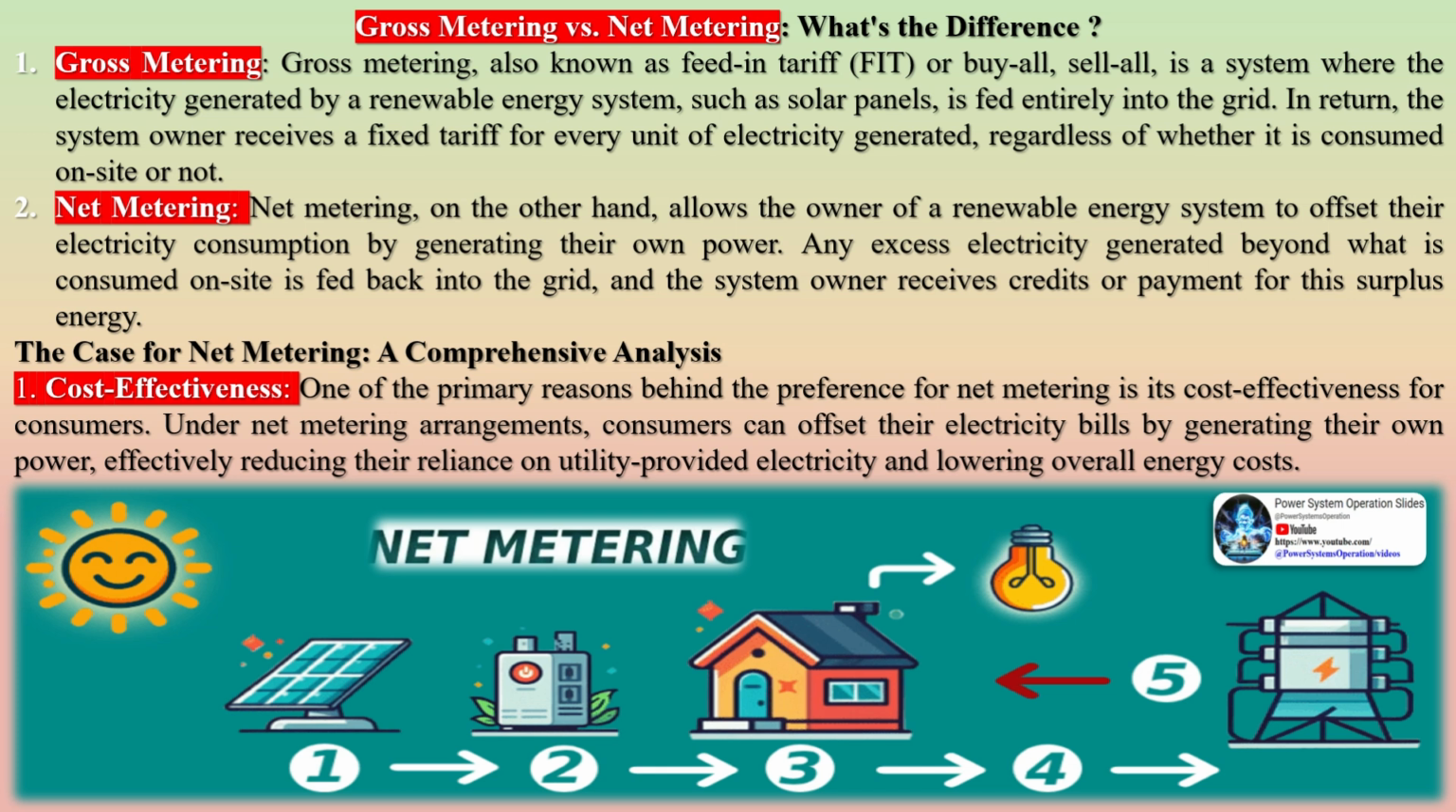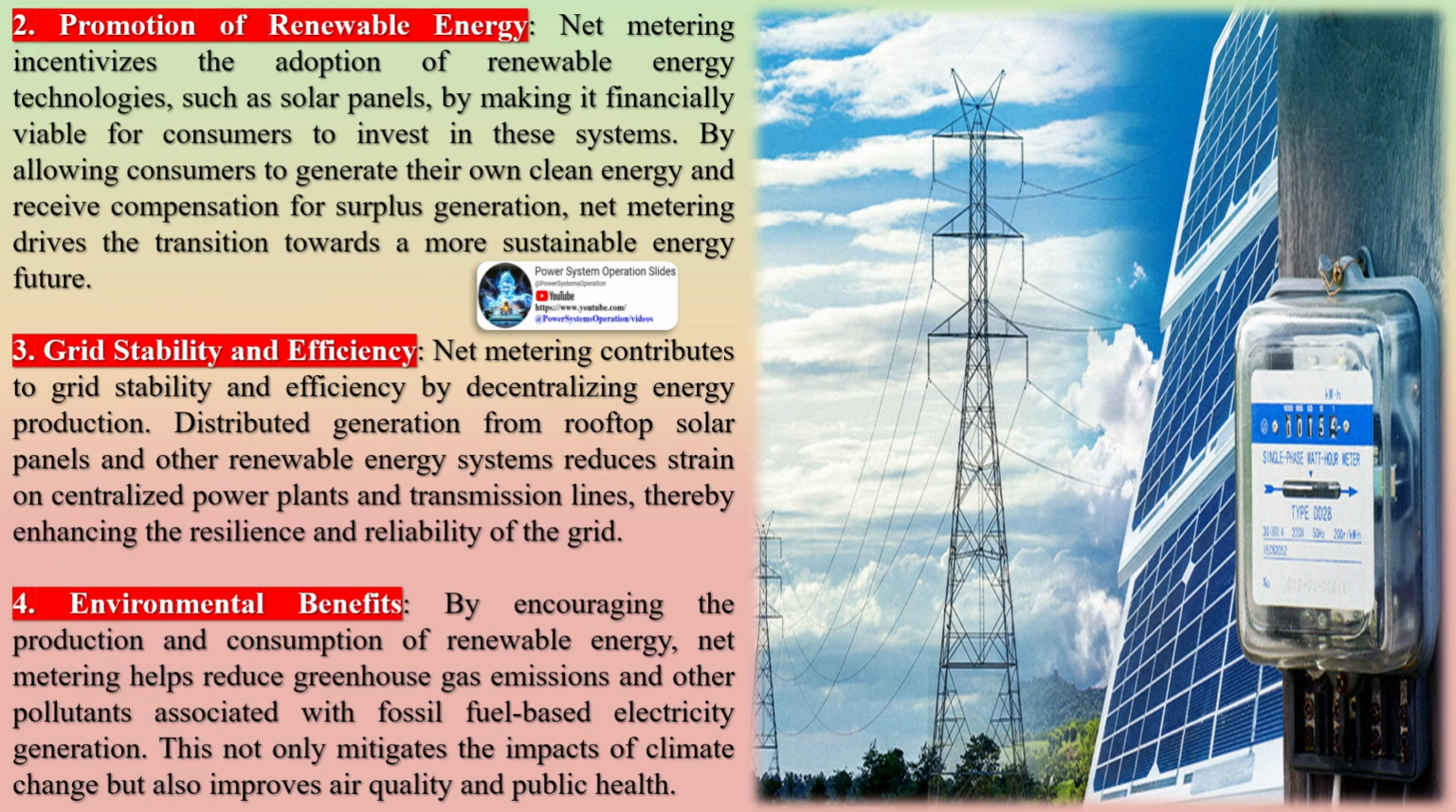1. Cost effectiveness. One of the primary reasons behind the preference for net metering is its cost effectiveness for consumers. Under net metering arrangements, consumers can offset their electricity bills by generating their own power, effectively reducing their reliance on utility-provided electricity and lowering overall energy costs. 2. Promotion of renewable energy. Net metering incentivizes the adoption of renewable energy technologies, such as solar panels, by making it financially viable for consumers to invest in these systems. By allowing consumers to generate their own clean energy and receive compensation for surplus generation, net metering drives the transition towards a more sustainable energy future.